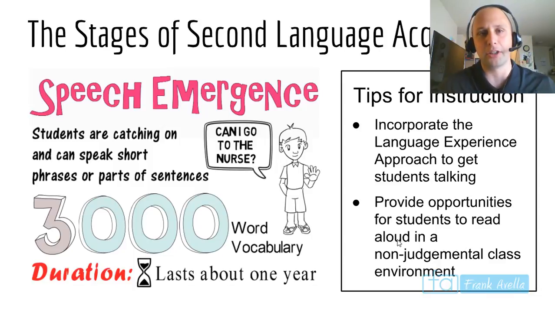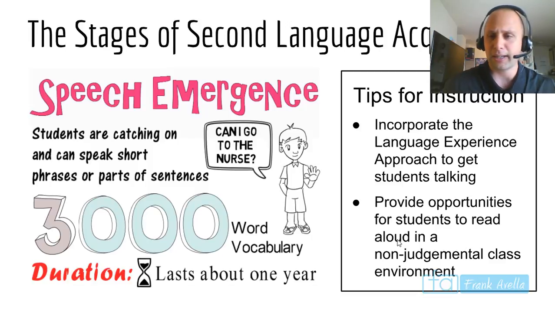All right, number 3, speech emergence. Students are catching on and they can speak short phrases or parts of sentences. So take a look at the kid in the info on the slide here. He says, "Can I go to the nurse?" That's a short sentence. Vocabulary is about 3,000 words, and this could last about a year. Tips for instruction include the language experience approach, which I'm going to get to later on, and providing opportunities for students to read aloud in a non-judgmental classroom environment.